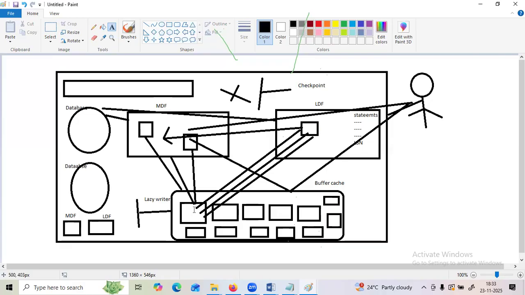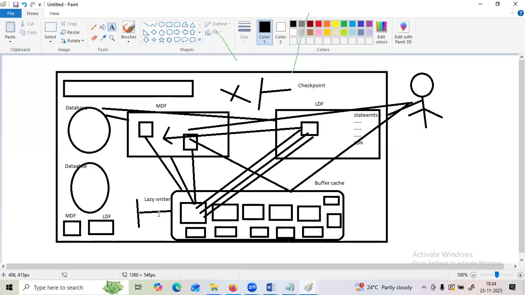So say we have 100 pages. Among those 100 pages, it identifies which pages are not going to be modified from the past and which pages are not required, and it will flush those pages from memory. So the pages that are not going to be modified will be taken out of the buffer cache, and the space will be allocated for the new page. So simply, the lazy writer is an internal mechanism.